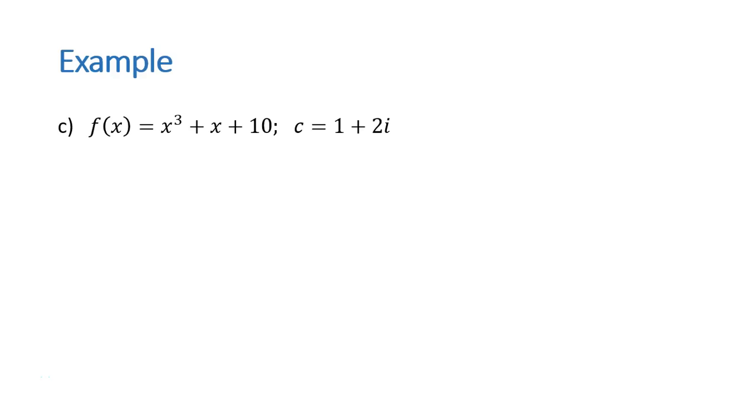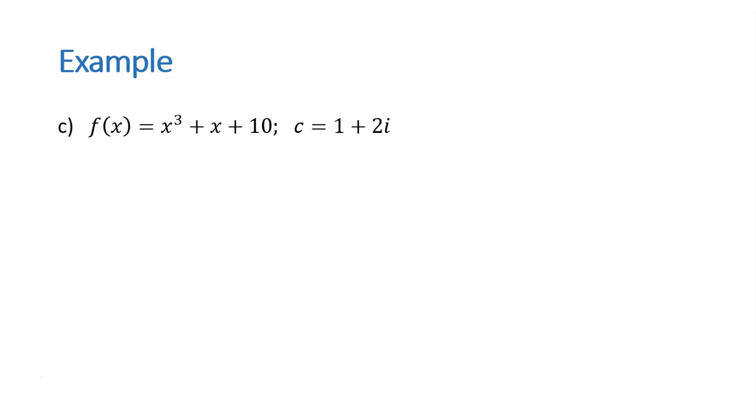Now let's try one more. So let's try a complex number. So we've got our polynomial, we've got our dividend. We're dividing in the complex number 1 plus 2i. So that was the one we saw from before. So the real part is 1, the imaginary part is 2. We're adding those together and we get a complex number.